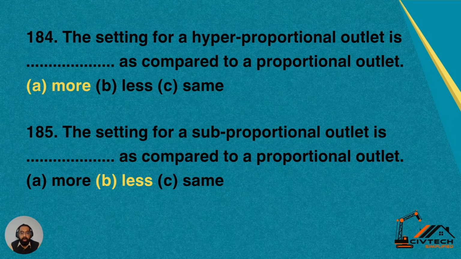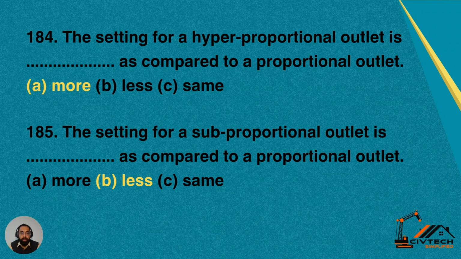184. The setting for a hyper-proportional outlet is dash as compared to the proportional outlet. Option A is more. Option B less. Option C is same. So it is more as compared to a proportional outlet. Setting of a hyper-proportional outlet is more as compared to a proportional outlet. A is the correct answer for this question.